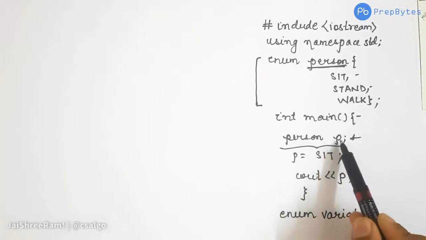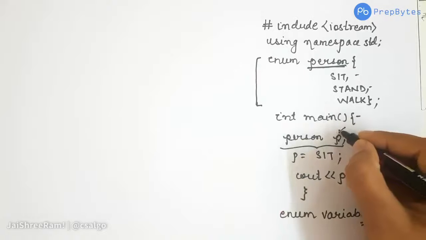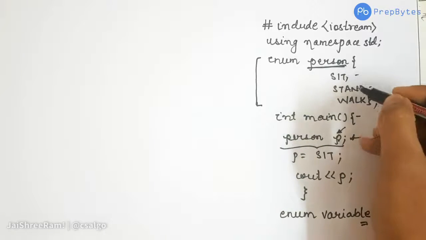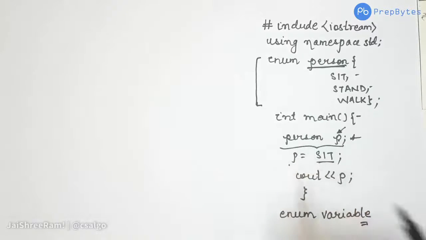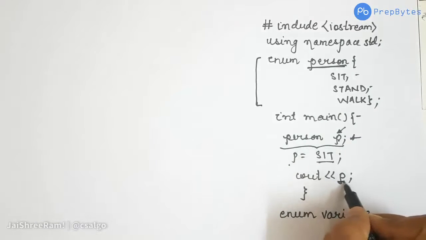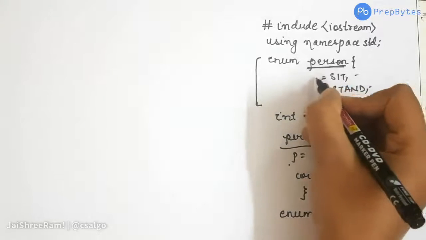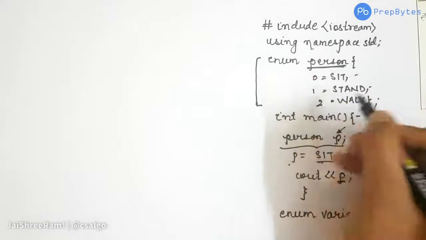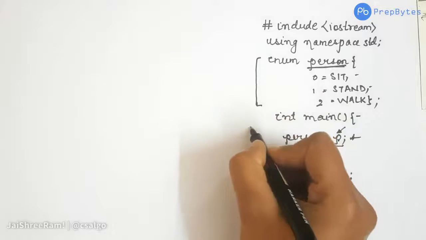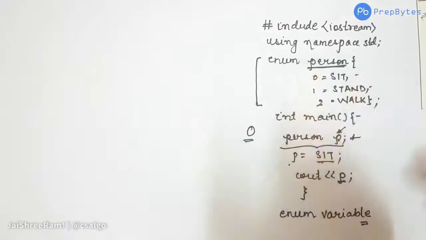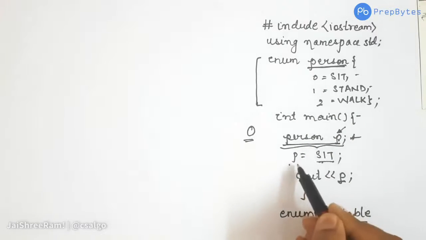Now what we are doing, we are declaring a variable of data type person, and this particular p can have values either sit, stand or walk. So what we are doing here is that we are assigning value sit to p. Now if I try to print the value of p, we get 0, since sit is having value 0, stand as 1 and walk as 2. So this is one way we can declare an enum variable. Here we are declaring the enum variable and we are using it at this particular place.